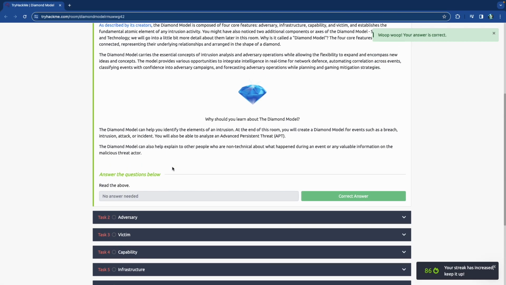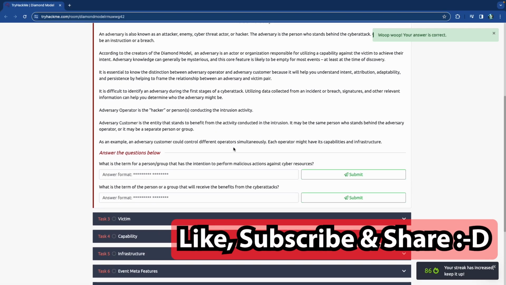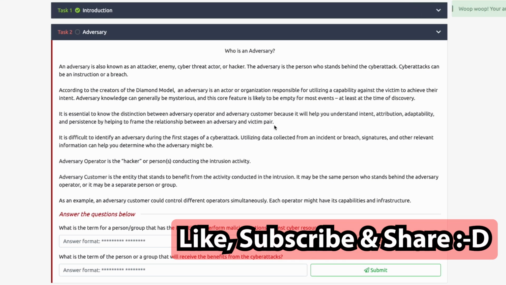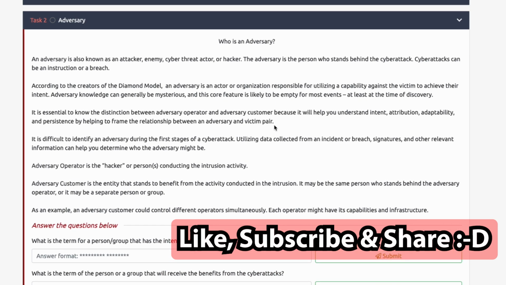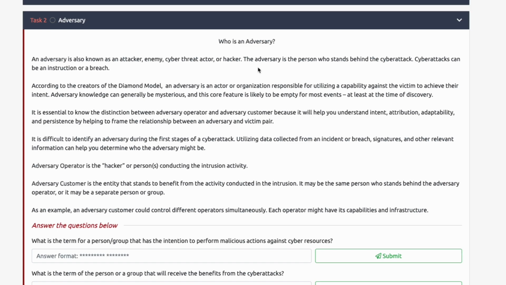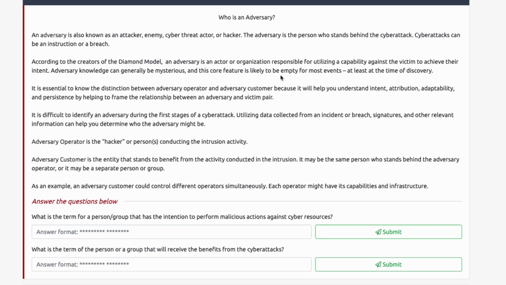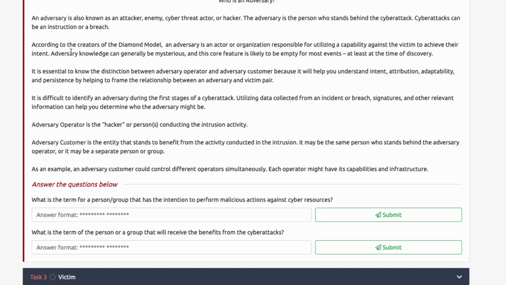The first piece is going to be the adversary. The adversary is also known as the attacker, the enemy, the cyber threat actor, the hacker, etc. And it's the person who stands behind the cyber attack. So they're the ones responsible for it. According to the creators of the Diamond model, an adversary is an actor or organization responsible for utilizing a capability against the victim to achieve their intent.